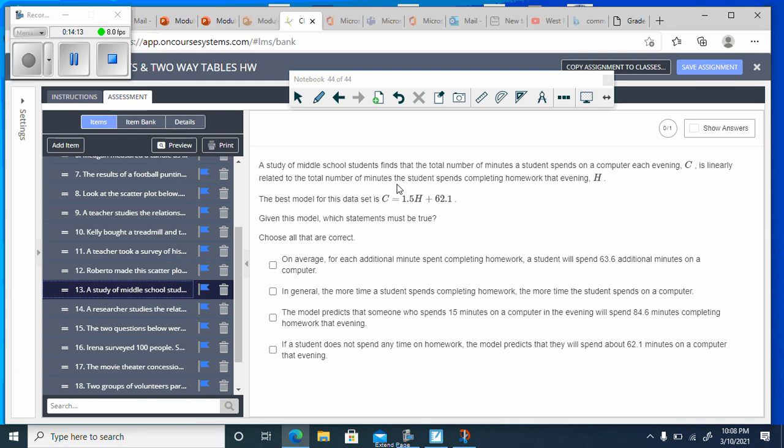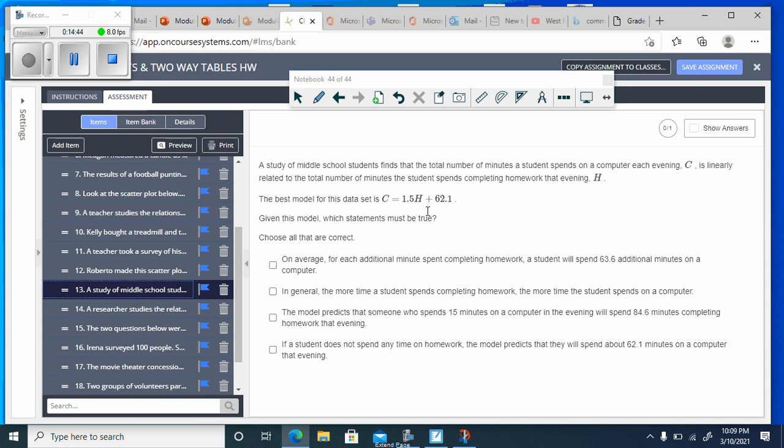The study of middle school students finds that the total number of minutes a student spends on a computer each evening, C, is linearly related to the total number of minutes the student spends completing homework that evening, H. So this is the minutes they do homework, and this is the amount of time they spend on the computer, okay? Given this model, which statements must be true?